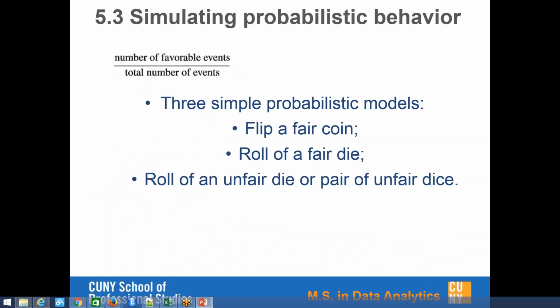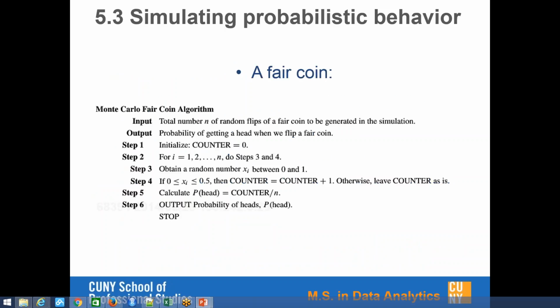And then, okay, here is, yeah, I missed the equation here, but in general, for the probabilistic model, there are three simple probabilistic models. One is the flip of a fair coin, the second one is the roll of a fair die, and the third one is the roll of an unfair die or a pair of unfair dice.